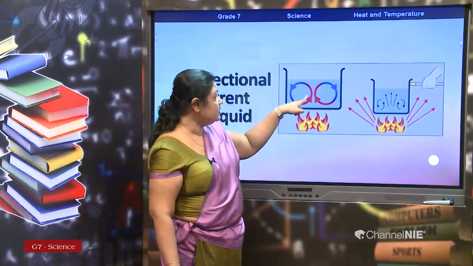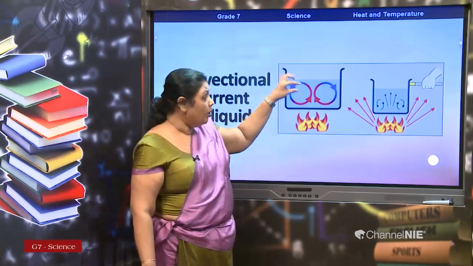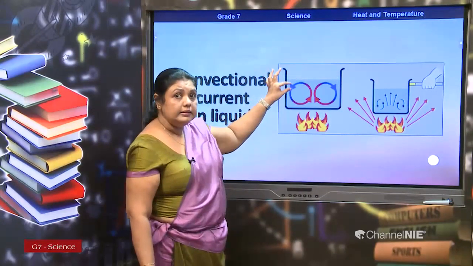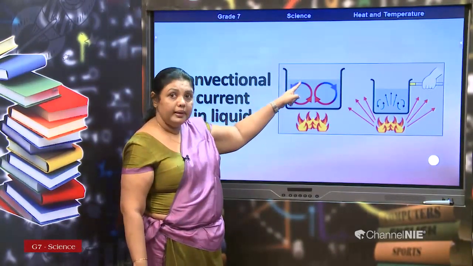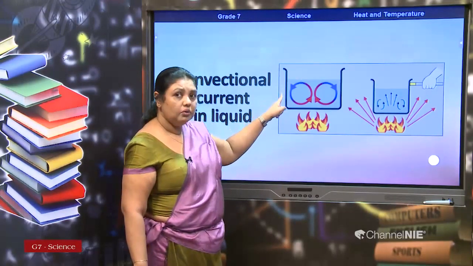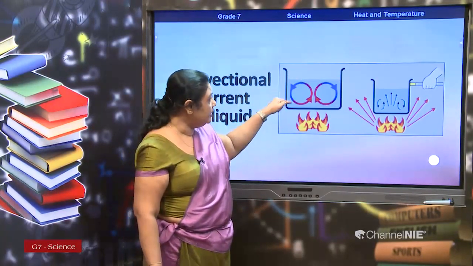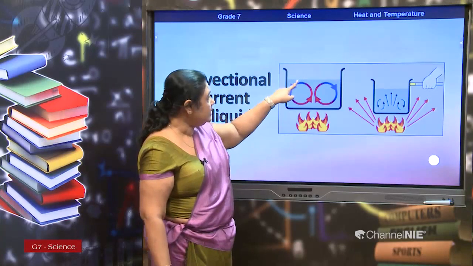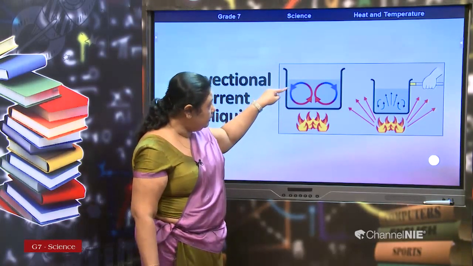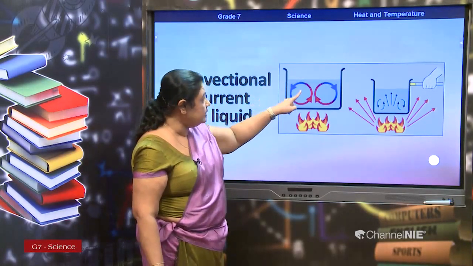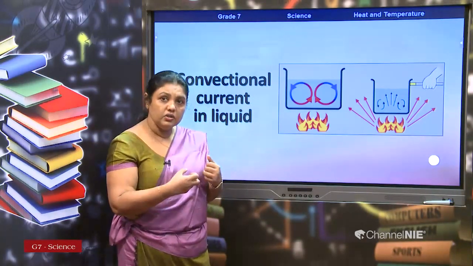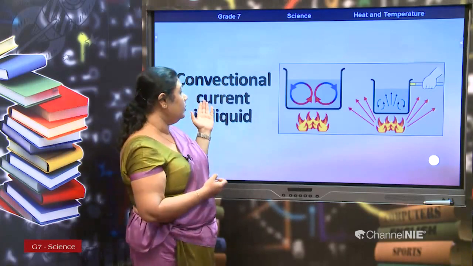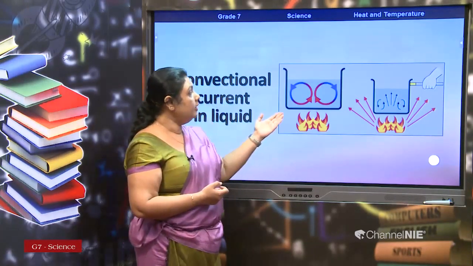It moves up this way and reaches the top. Now, the upper particles are not as hot as the ones below. They are cool. What happened now? They are coming down. Hot particles get lighter and move up. The cooler particles are denser compared to these and move down. Once they move down, they also get heated with the help of convection and move up.